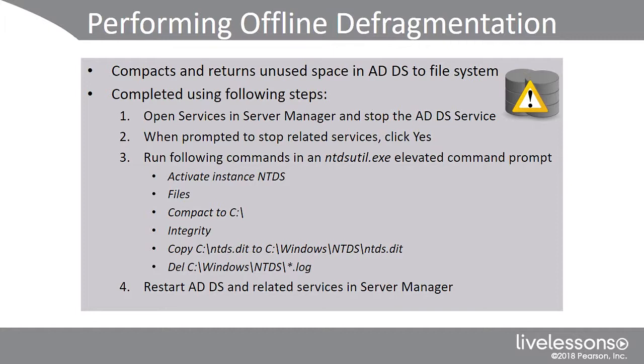We're then going to pop into the ntdsutil.exe command in an elevated command prompt, and we're going to perform these 6 steps here. We're going to activate instance ntds. We'll type in the word files. It'll change our prompt. We'll type in compact to C:, and then we're going to type in integrity. And then we're going to copy our compacted ntds.dit file. That's the primary file you're concerned with when it comes to ADDS.